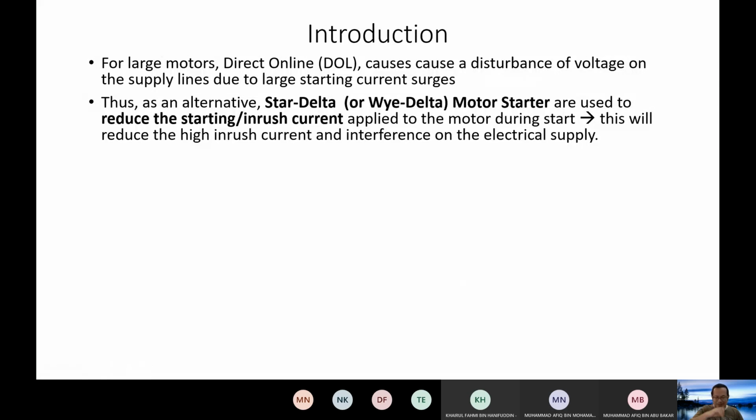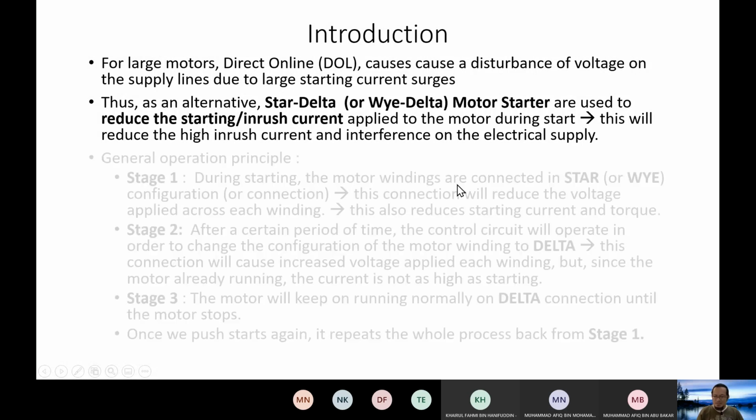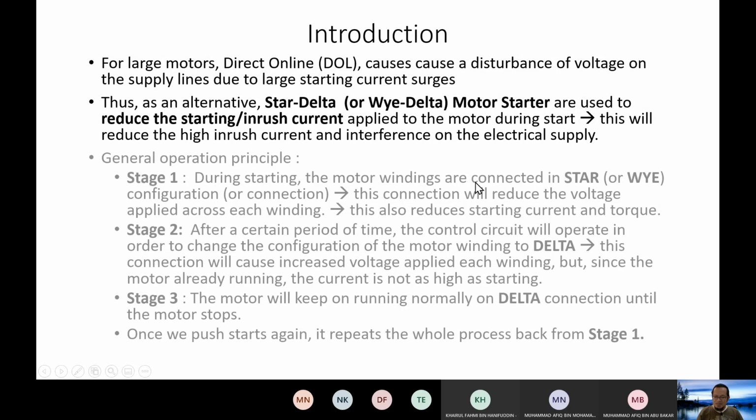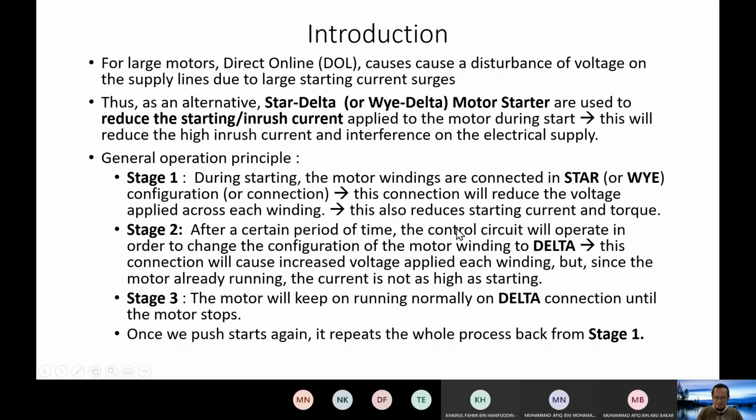So as an alternative, engineers have designed what they call a star delta motor starter to reduce the starting or inrush current. As I said before, generally you can read this through, but basically what the star delta motor starter does is configure the circuit in such a way that during starting the motor will be connected in star initially, and then after a few moments it will switch over to delta connection. So basically this motor can be configured in two connections. After that it will keep running in delta until the motor stops.